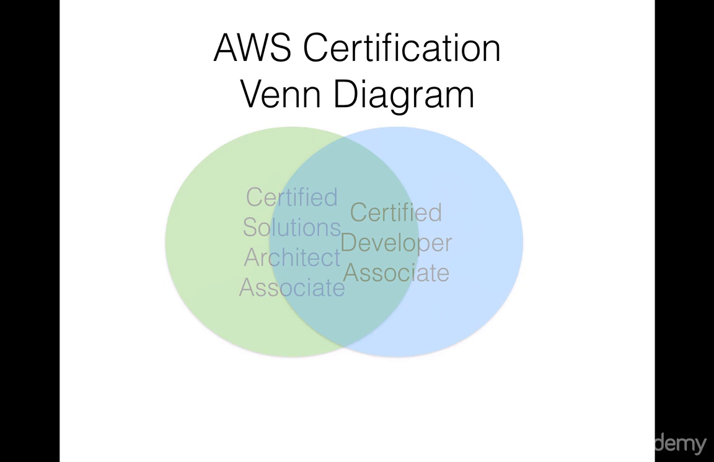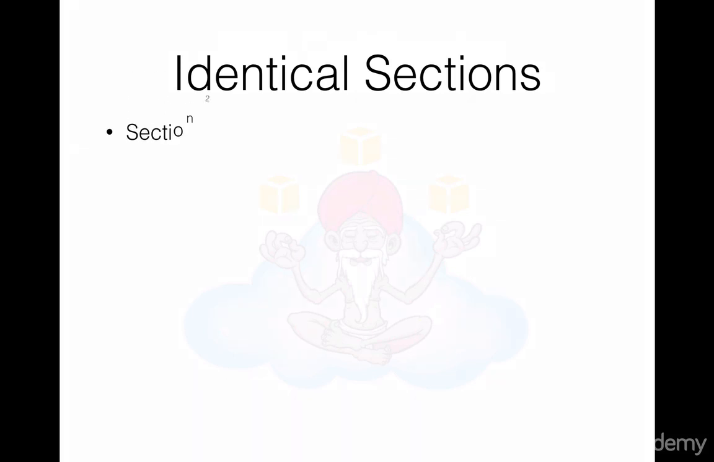And the reason for this is when you do the exam, you'll notice around 50% of the questions from the Certified Solutions Architect exam will be in the Certified Developer exam. So if you have completed the Certified Solutions Architect course and sat the exam, there are some sections in this course that you can skip entirely because they are exact copies of what was in the Certified Solutions Architect course. These sections are Section 2, Section 6, Section 13.